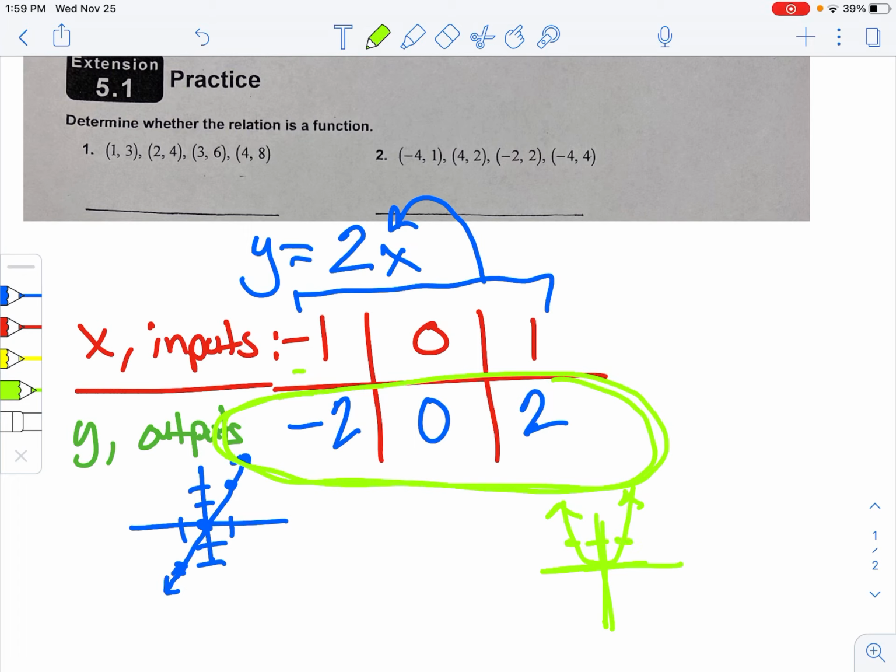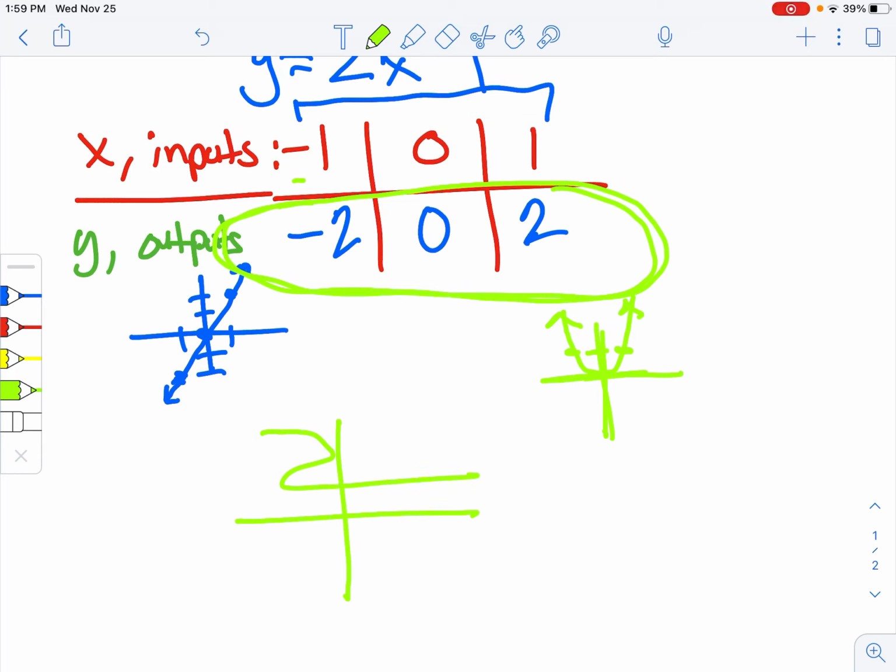But if we had a graph, let's say it looks something crazy like this, where x values repeat. Right here you could see a couple x values. This is -2. We have a couple x values that repeat. If we have a graph where x values repeat, then it is not a function.